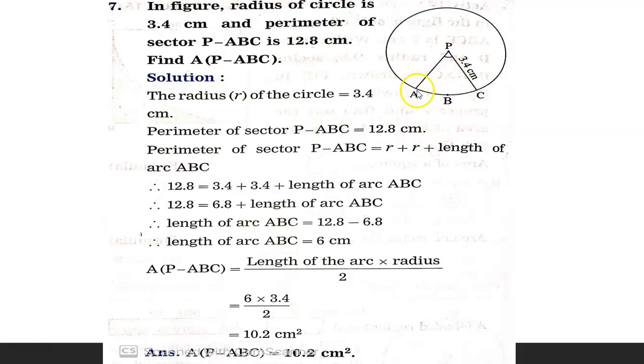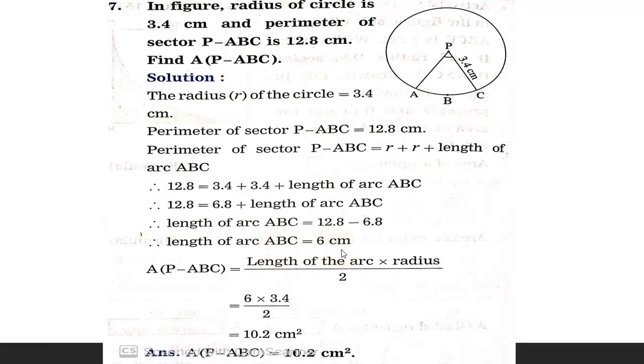Now, perimeter means just the border. So, this radius plus the length of the arc. And we know the radius and we know the perimeter. So, 12.8 is equal to 3.4 plus 3.4 plus length of arc ABC. This we do not know. So, from here I can find length of arc ABC is 12.8 minus 6.8. After subtracting this I get 6. So length of arc ABC is 6 centimeters.